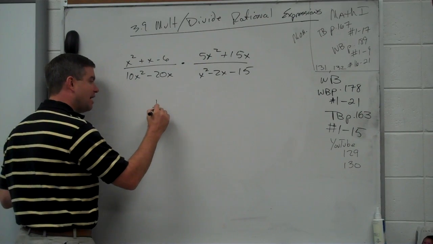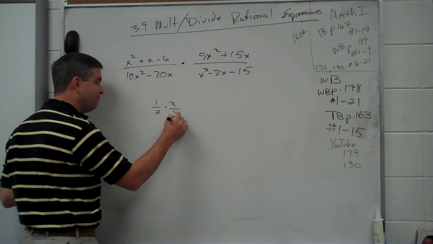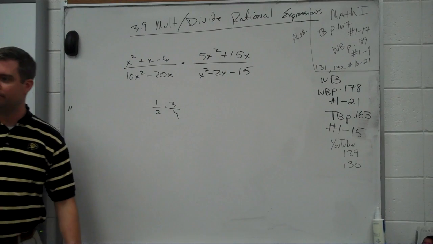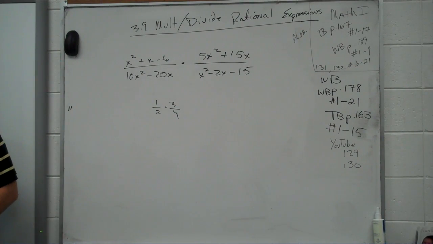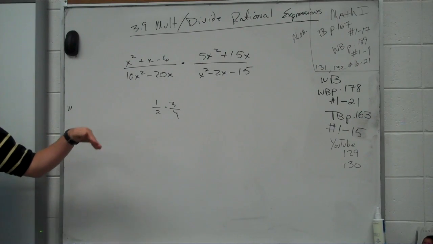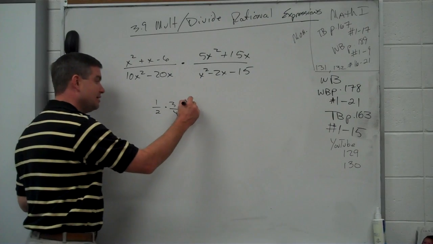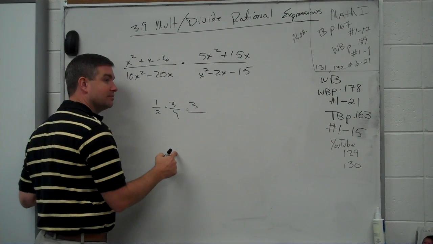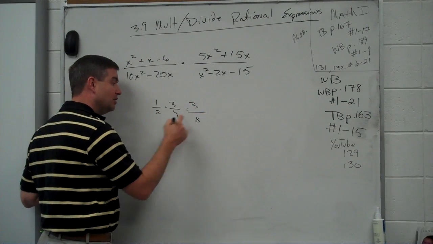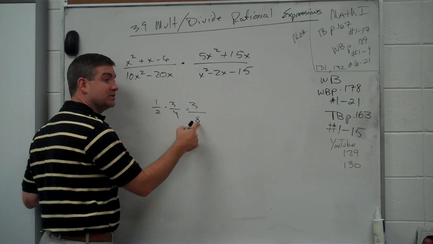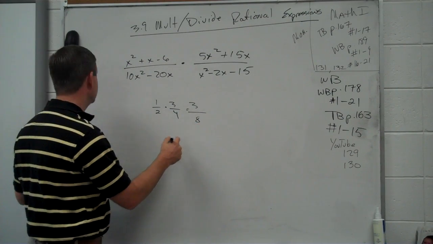Having said that, if I've got 1/2 times 3/4, let's go back and remember middle school or even elementary math. Multiplying fractions, what do you do on the top and what do you do on the bottom? You multiply across the top and get 3, right? And what would you get on the bottom? 2 times 4 is 8. So 1/2 times 3/4 is 3/8.